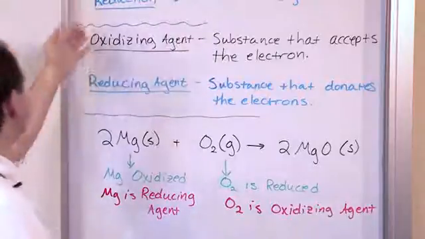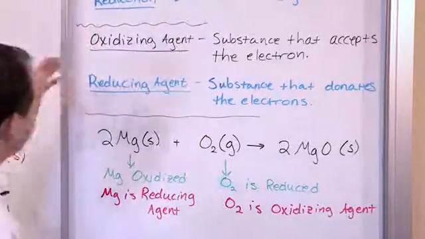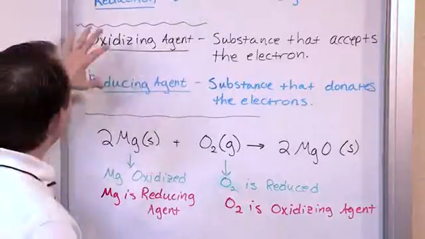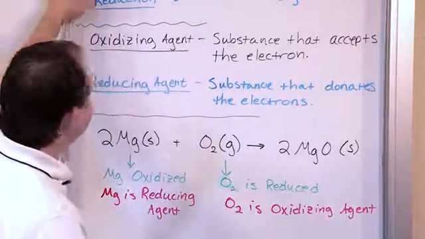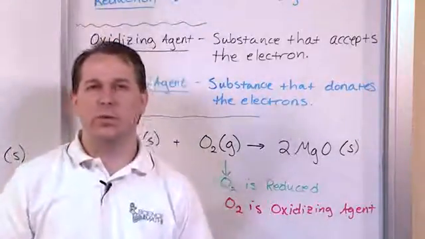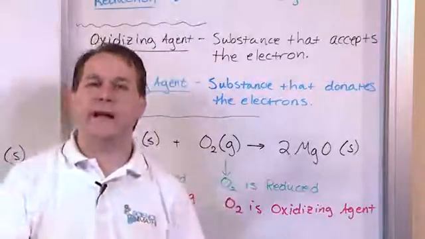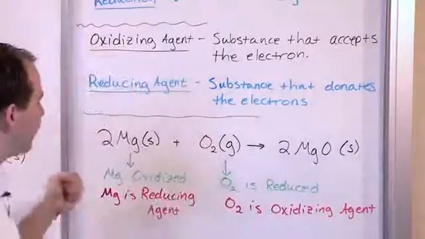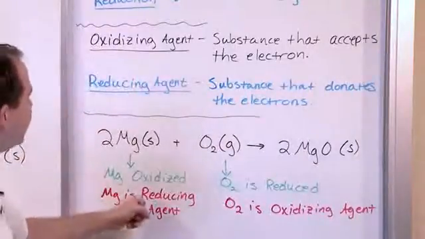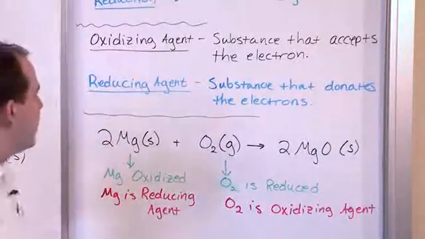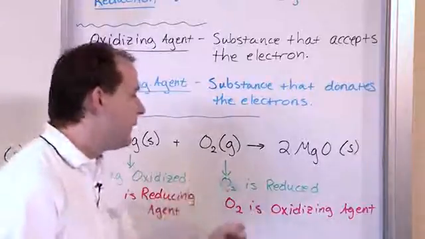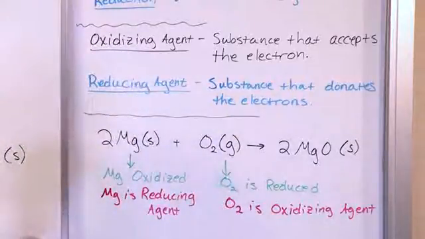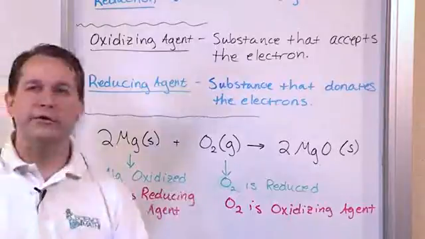So you see how it looks complicated at first because there's something being oxidized, and then something being reduced, and then an oxidizing agent, and then a reducing agent. But honestly, once you know what's oxidized and reduced, you automatically know what the oxidizing agent and the reducing agent are, because it's just going to be the opposite term. Once you identify what's being oxidized, you automatically know it's the reducing agent. Once you know what is being reduced, you automatically know what's the oxidizing agent. So make sure you understand these terms.